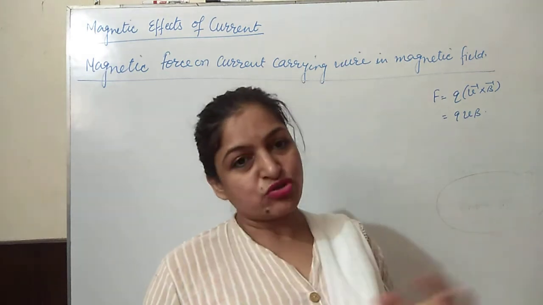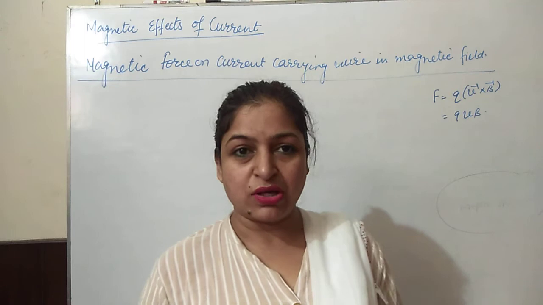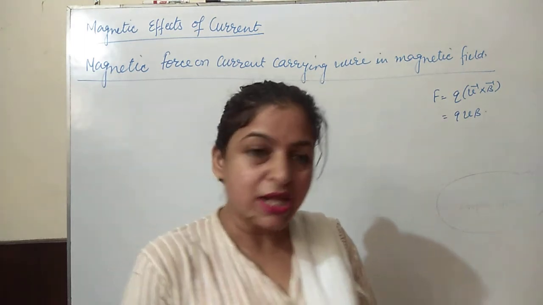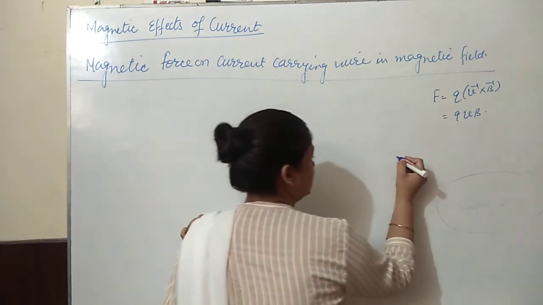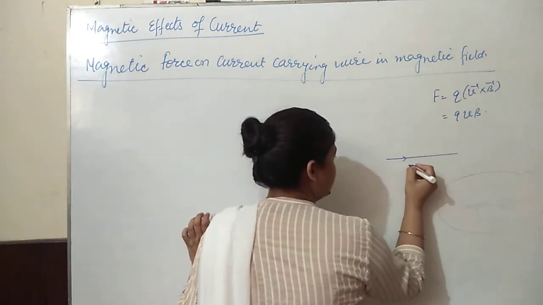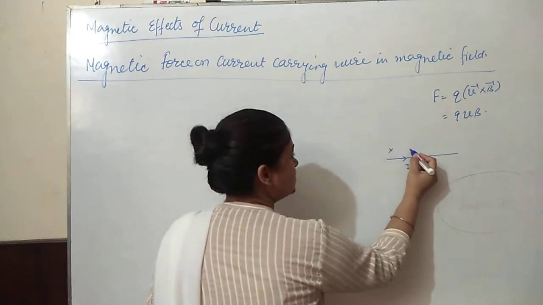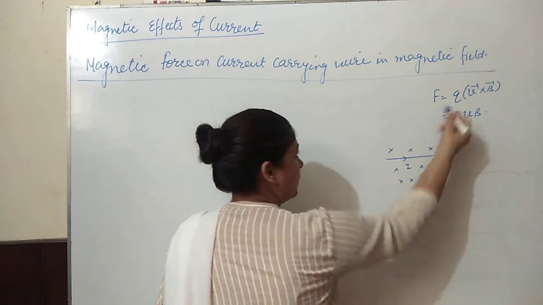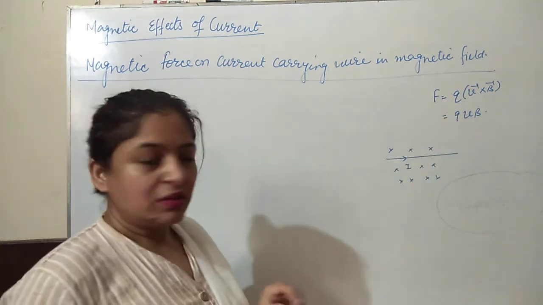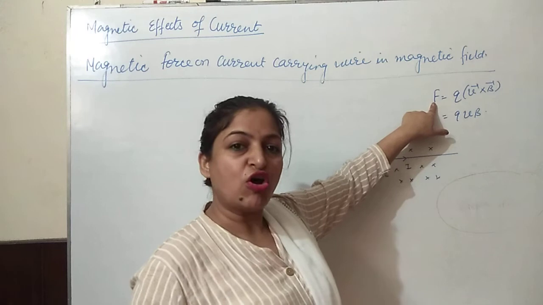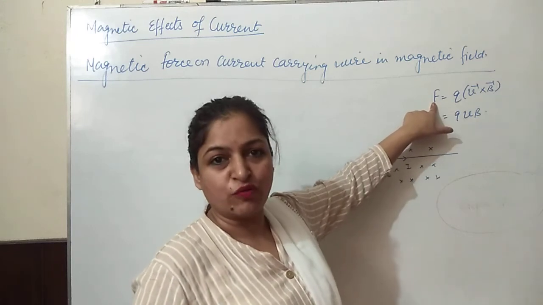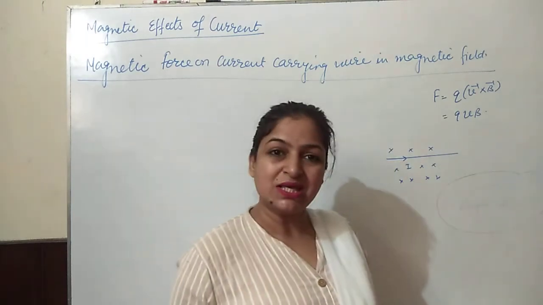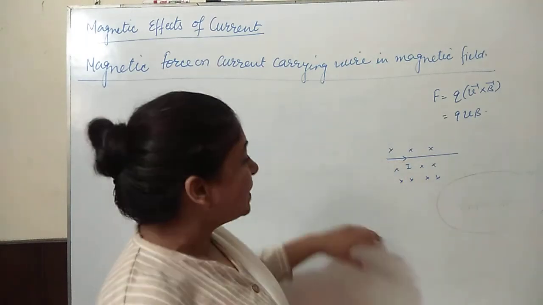Now we are talking about the force on a current carrying conductor, a current carrying wire. For example, this is a current carrying wire having some current I, and it is placed in the magnetic field. What is the resemblance in both? First, this is a force on a charged particle which is moving in the magnetic field. And here a current carrying wire is placed in the magnetic field. So what is the resemblance?